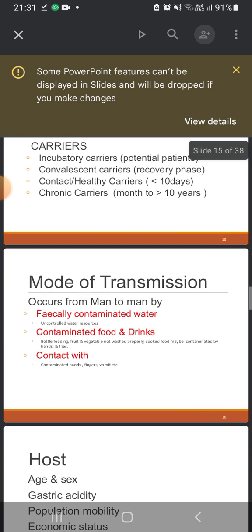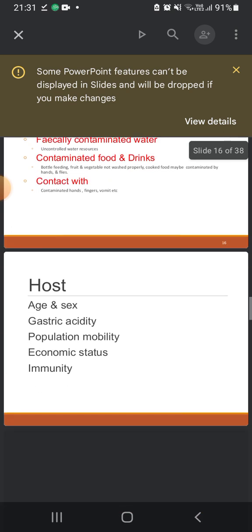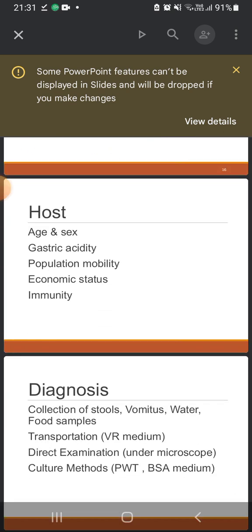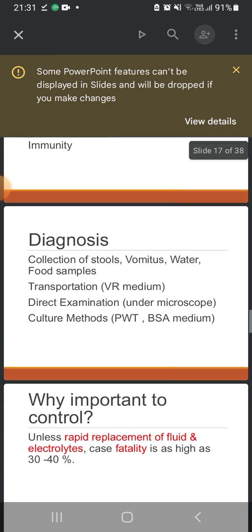The mode of transmission is fecally contaminated water, contaminated food and drinks, and contact with contaminated hands. Uncontrolled water resources, bottle feeding, fruits and vegetables not washed properly, and cooked food may be contaminated with hands and flies. The host factors are age and sex. Gastric acidity protects you from developing Vibrio infection. Population mobility, poor economic status, and poor immunity also matter.